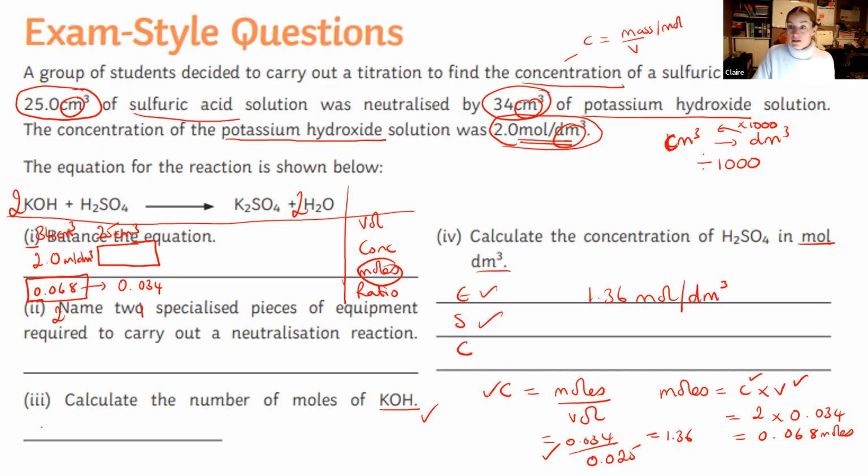So what if you got these two bits correct, but then when you calculated it, you got it wrong? You miss out on 2 marks. So that's why showing your working out is really important.